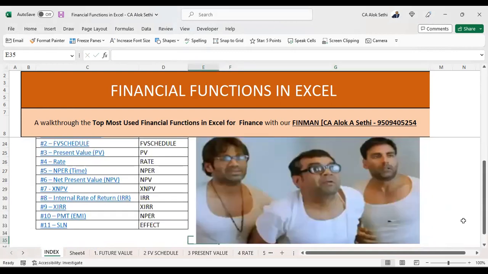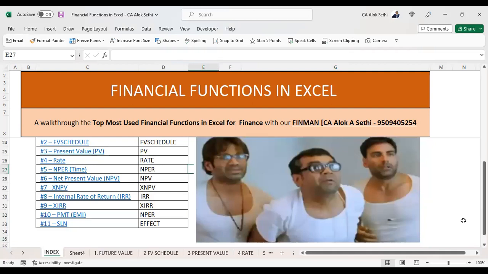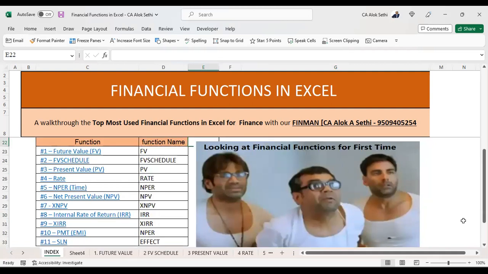So what are we going to do today? We are going to look at 10 different financial functions in Excel. First is FV, then FV schedule, then PV, rate, NPER, NPV, XNPV, IRR, XIRR, PMT, and SLN.